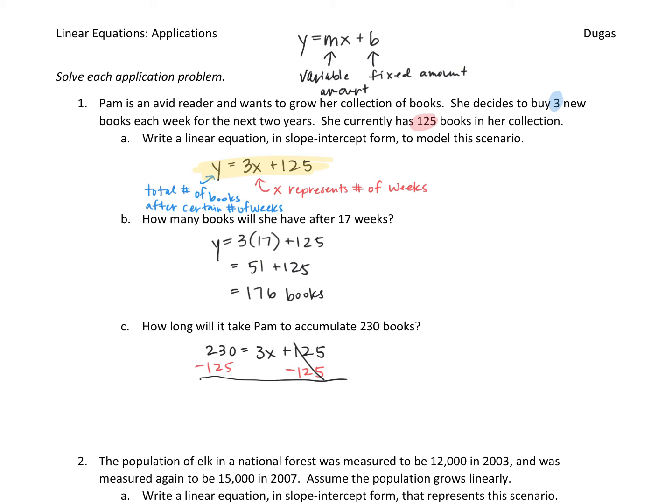Okay, so 230 minus 125 is 105, and that will equal 3x. That's 3 times x, so to undo multiplication, we divide. So 105 divided by 3, and that will give us x equals 35. So it will take 35 weeks for Pam to accumulate 230 books.